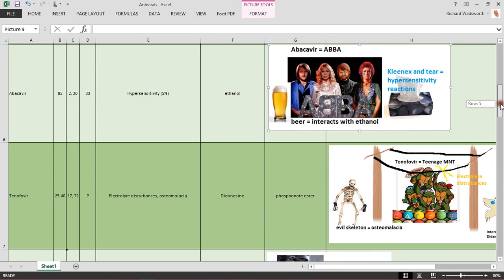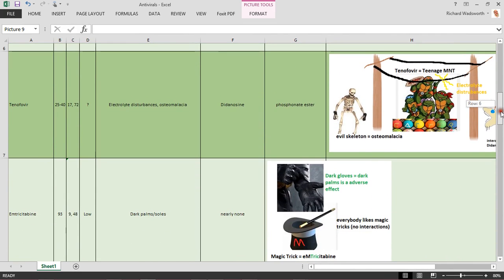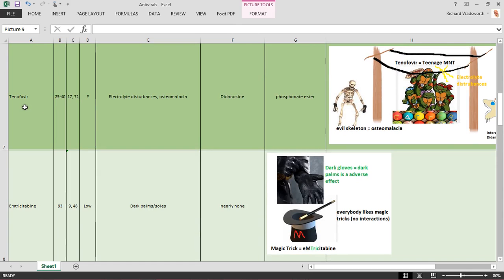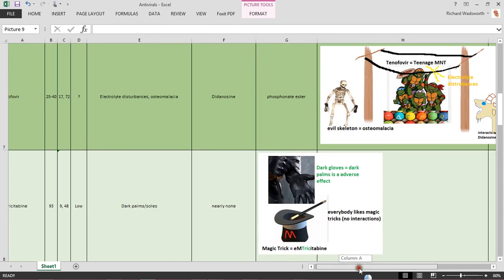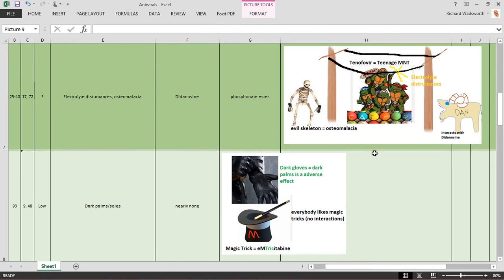Next, Tenofovir. Teen reminds me of Teenage Mutant Ninja Turtles, so Teenavir. So here they are over here. The Teenage Mutant Ninja Turtles are for Tenofovir.